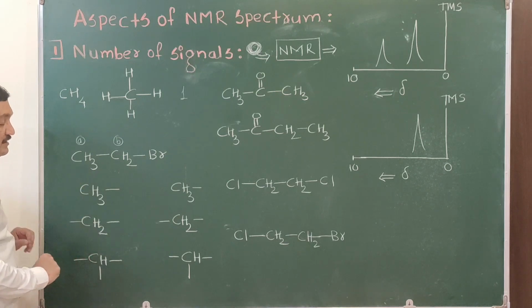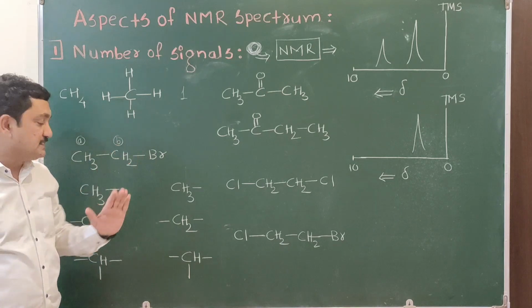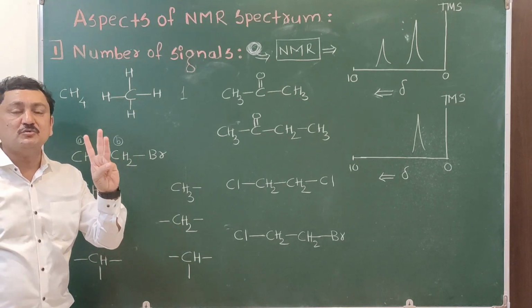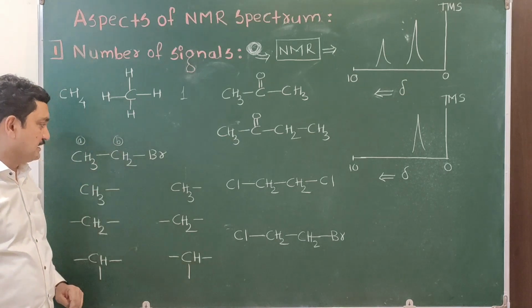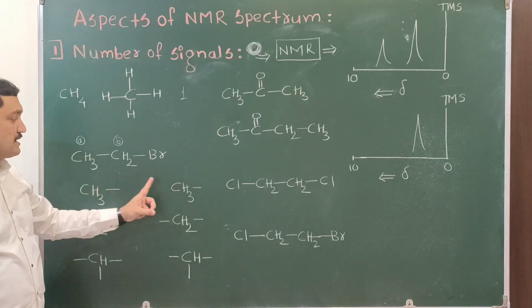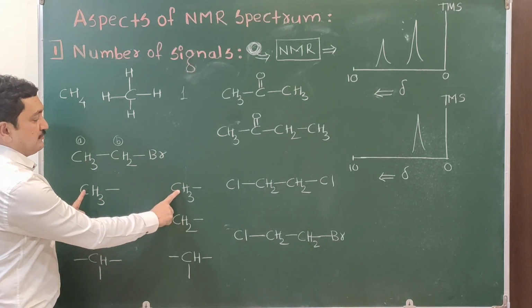As the number of neighbors differs, their chemical environment will be different, and they will always give different signals. No need to check them. CH3, CH2, CH always give different signals. Now, which can give the same signal? If two CH3 are present in the same compound, they can give the same signal. They cannot always. We have to check and we have to decide.